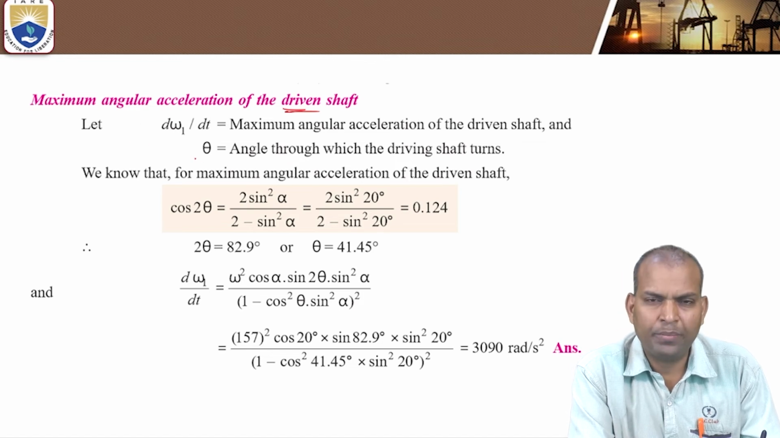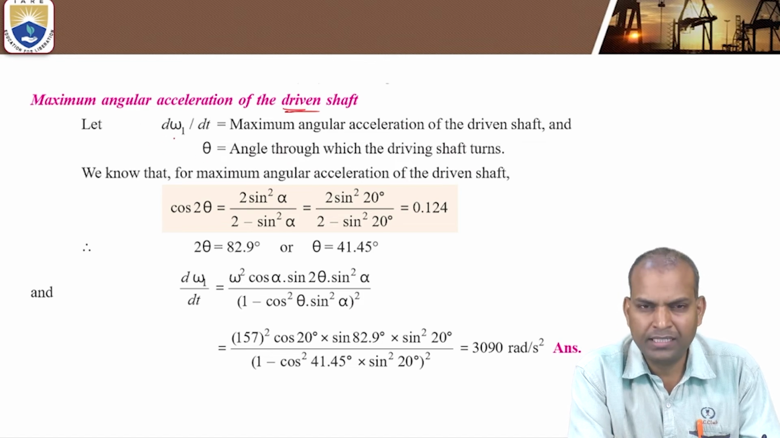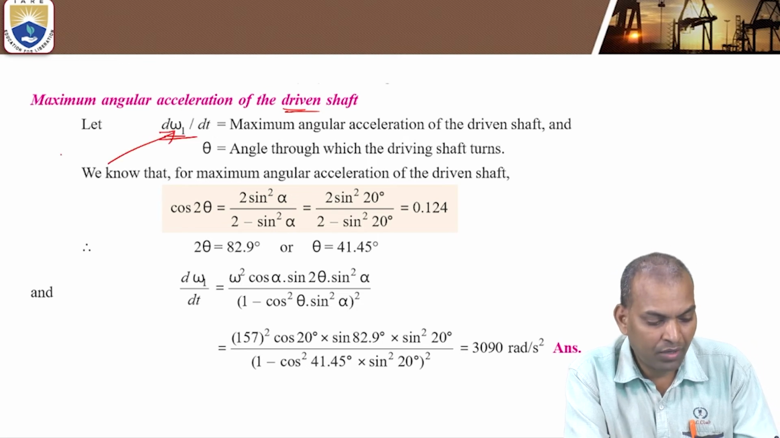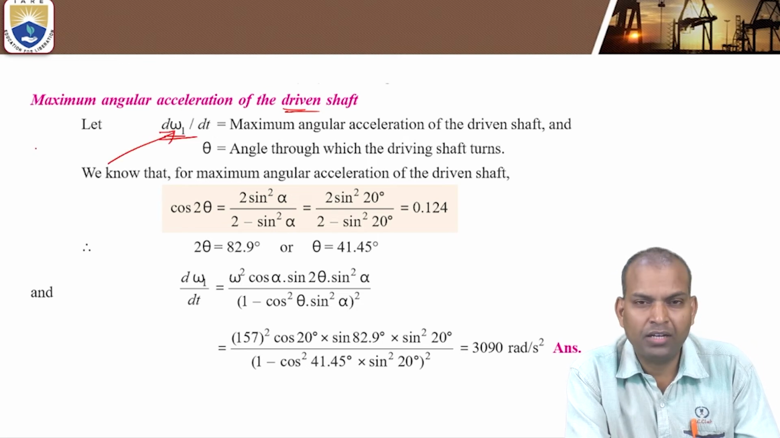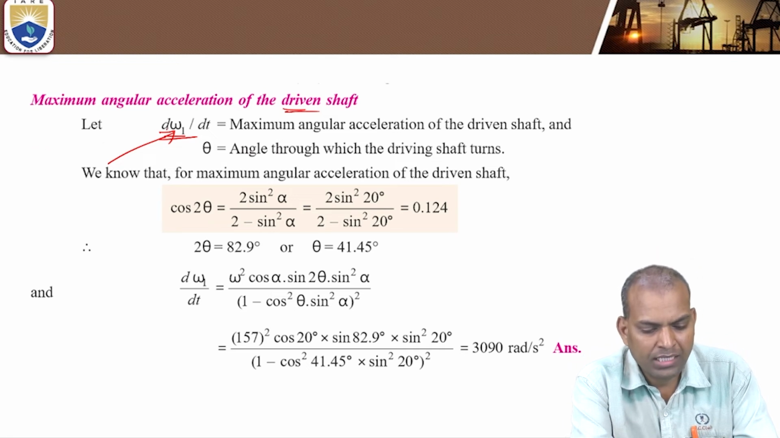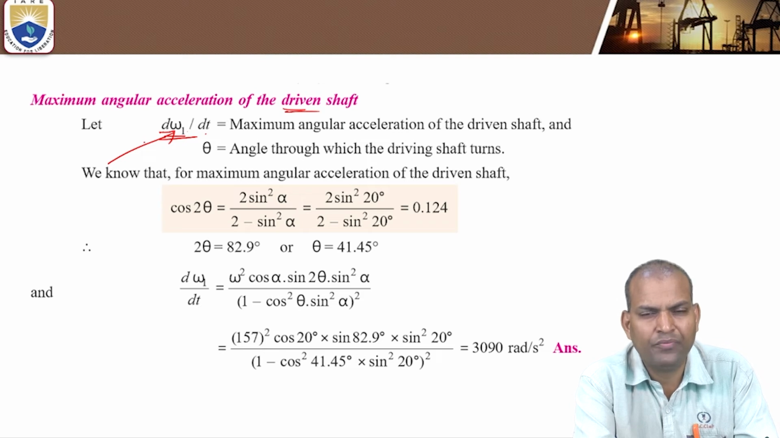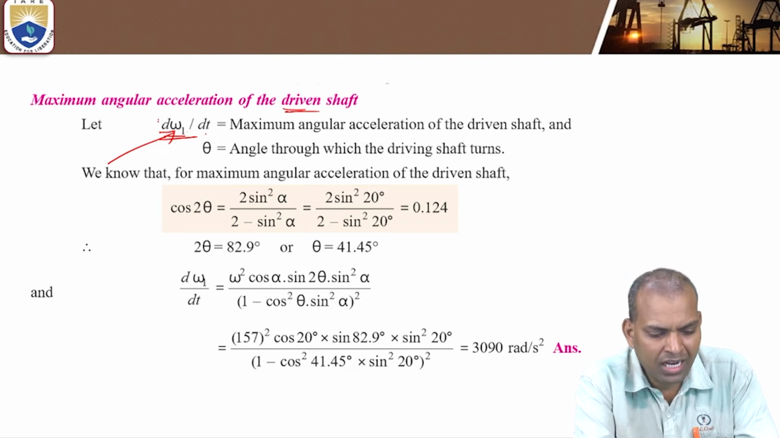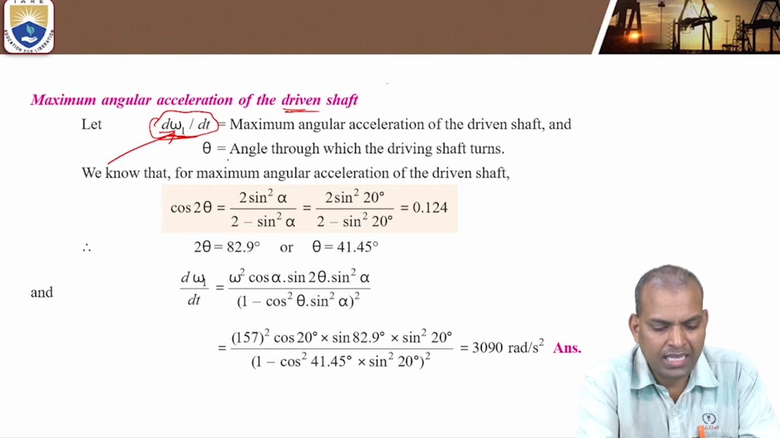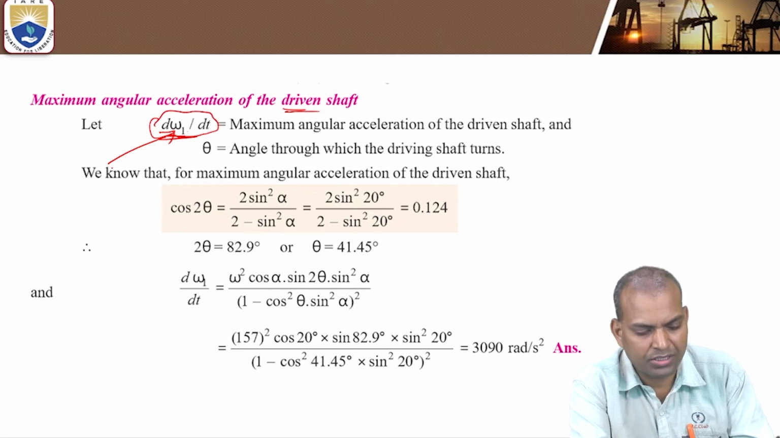For that, we know the formula, that is dω2/dt. Actually, some textbooks follow that, but here we follow dω1/dt. This ω1 is the angular velocity of the driven shaft. Then dω1/dt means what? Rate of change of angular velocity, that means angular acceleration of the driven shaft. And θ is the angle through which the driven shaft turns.